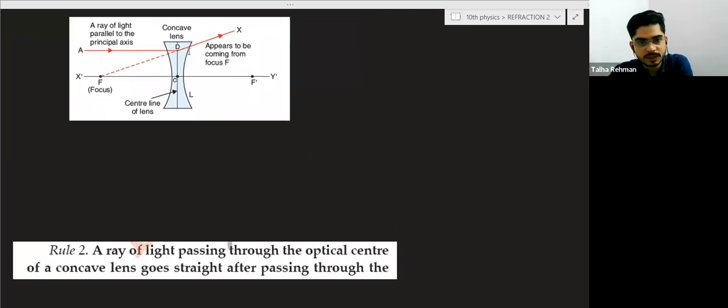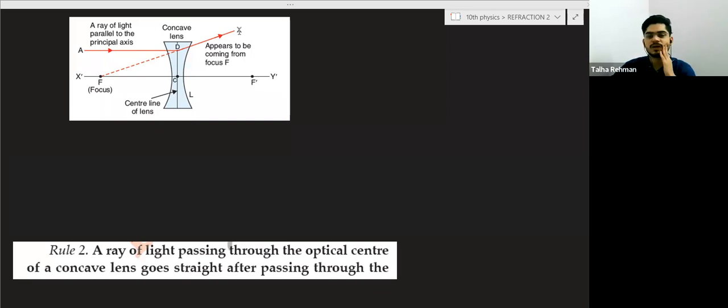So now see here. In this diagram, this is the concave lens, as we already know. This is the principal axis, and this is the optical center. A light ray parallel to the principal axis is coming from some object and entering the lens. As the light ray enters the material of the lens, refraction will take place. From here, this light is refracted like this.